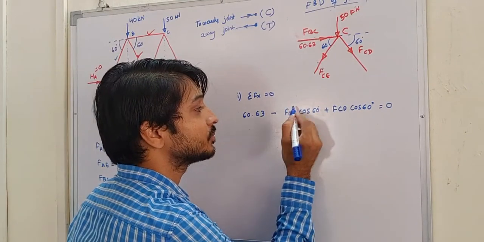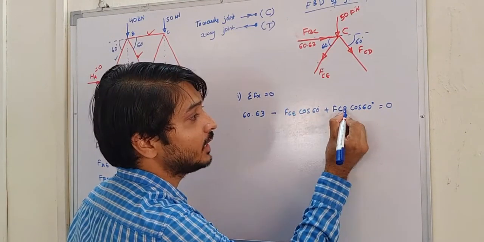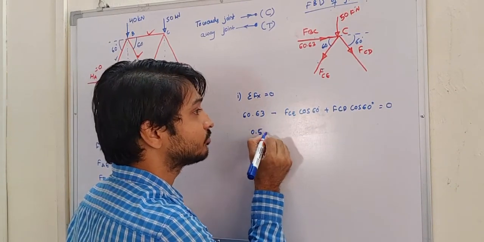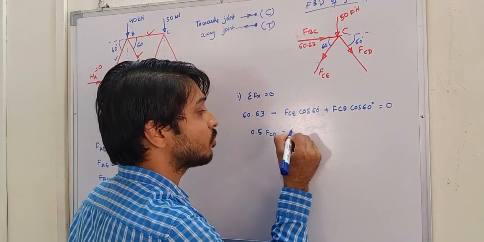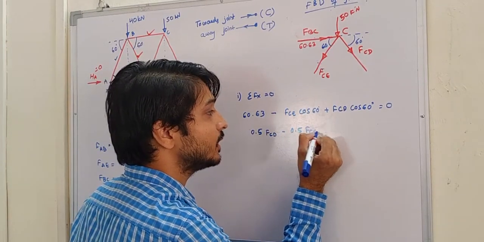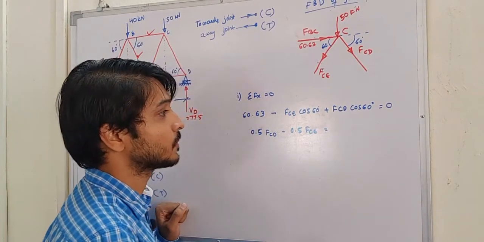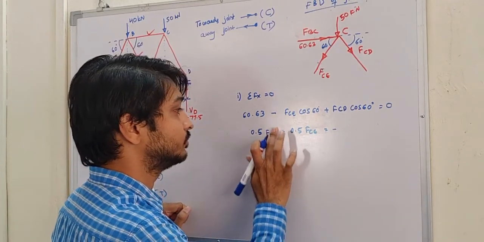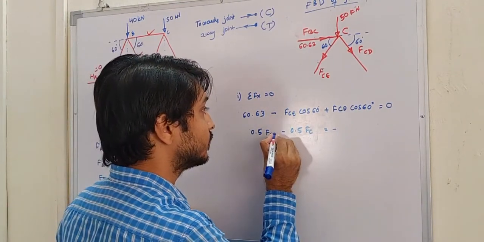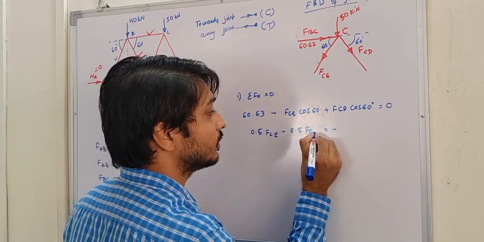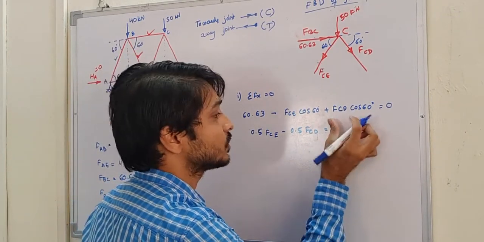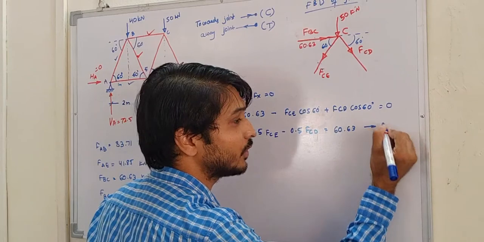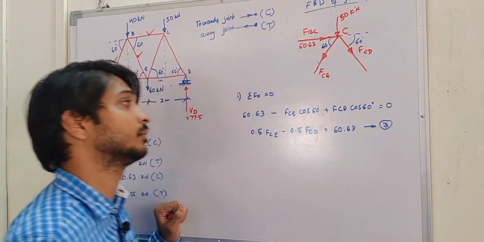So this is FCE and FCD. So we get 0.5 FCD minus 0.5 FCE is equals to minus, or what I'll do, this is FCE, FCD is equals to 60.63. So let me, this equation number, I think we are done with 2. So call this as equation number 3.